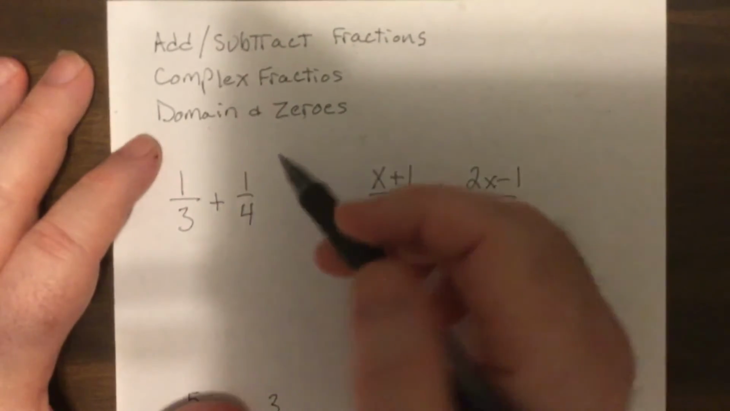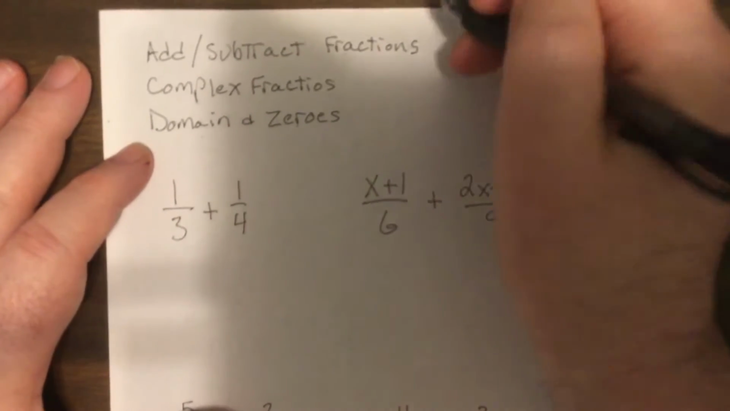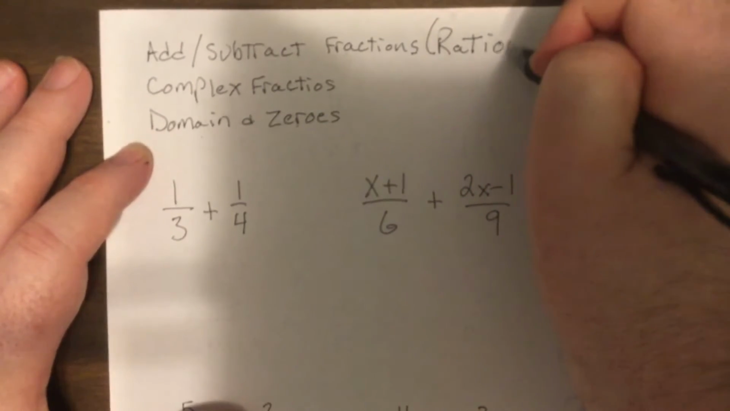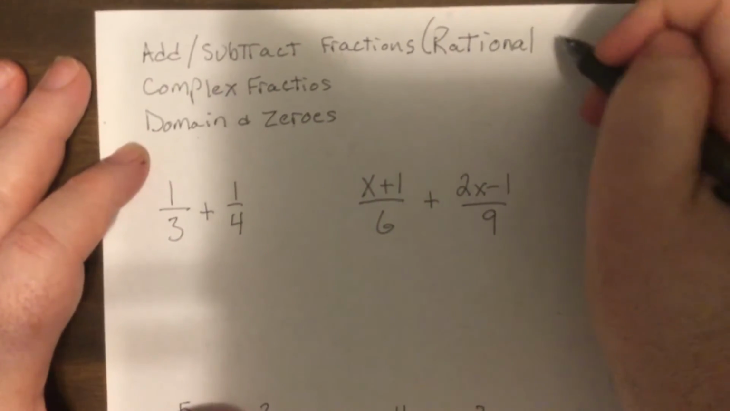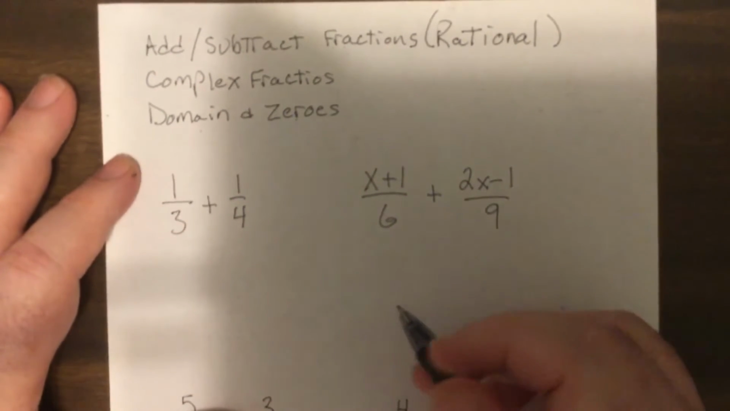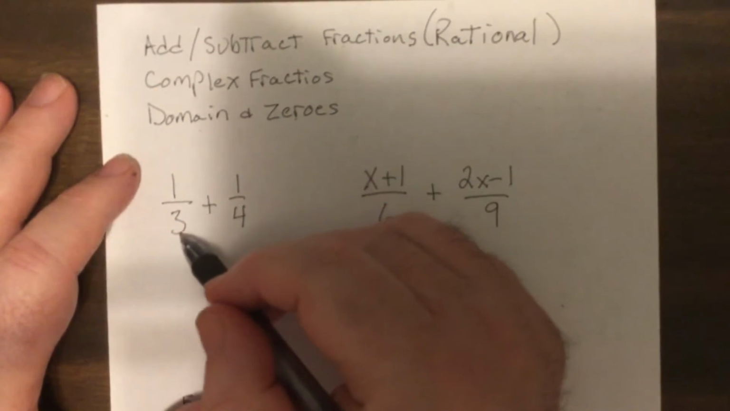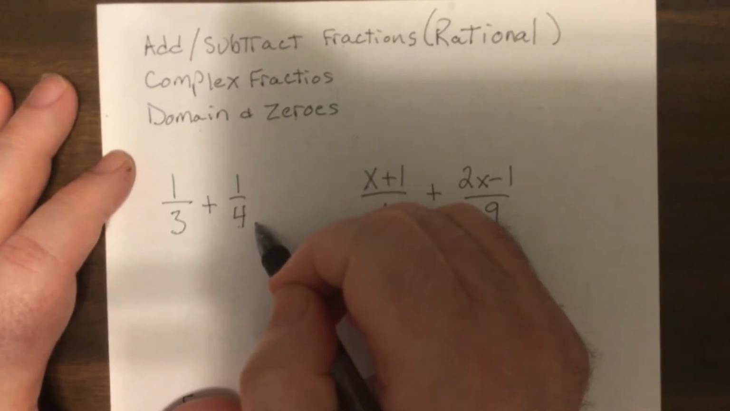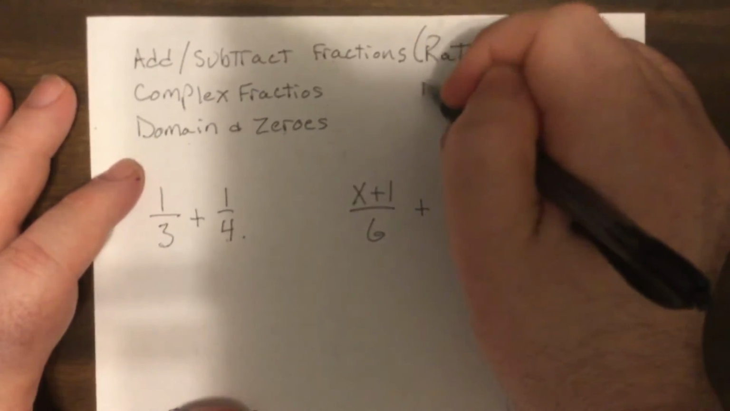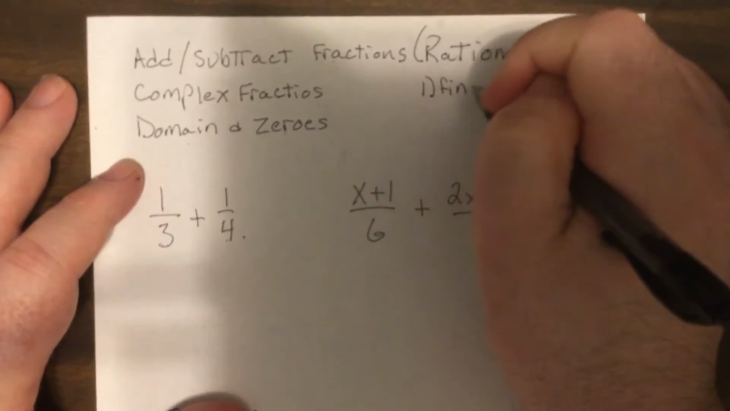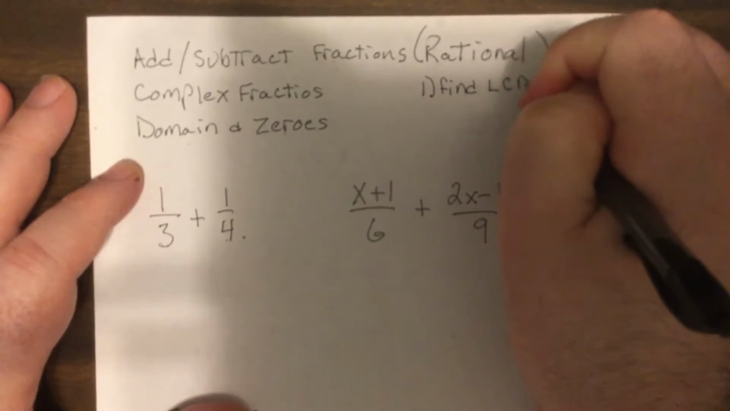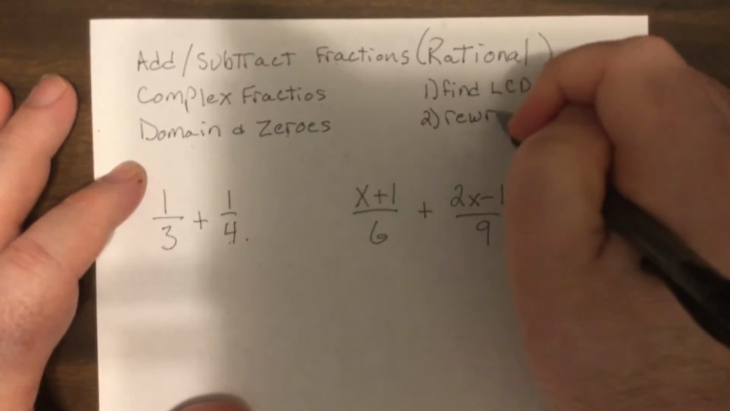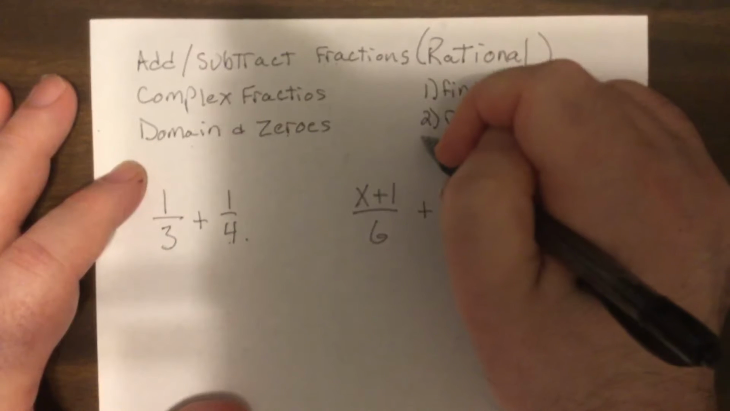Now, to add fractions, or we should actually say rational expressions, because these fractions have variables in them, the first thing you have to do is find the LCD. Then you rewrite the fractions. So find the LCD, then you rewrite, then you combine.